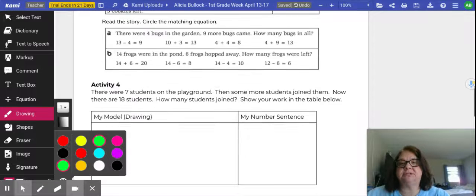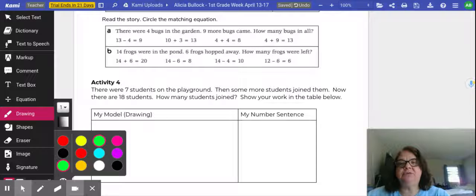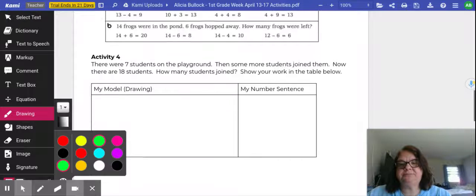So you have to read those and determine which of those are true and which of them are false. For the next activity, you also have stories, and then you're going to circle the matching equation. So you're going to read the stories, and then you have 4 choices of equations there. All you got to do is circle the one that matches. You don't have to draw any pictures for this one or anything like that. You just have to decide which one matches the story and gives you your correct answer.